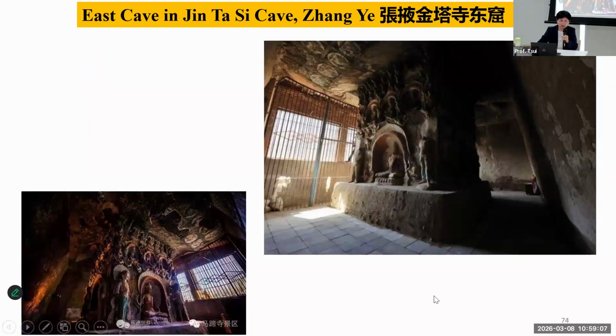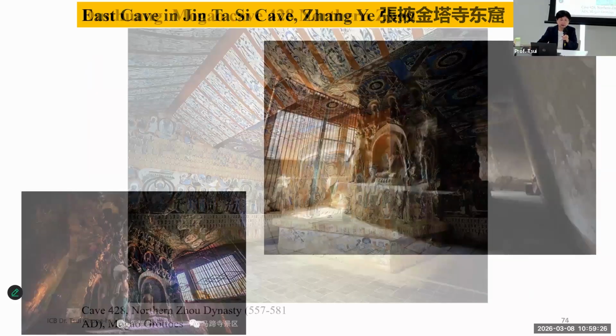So the style of the architecture is similar to the Northern Wei in Dunhuang with the central pillar. However, in Dunhuang, we don't have the earliest central pillar dedicated to Northern Liang. It can be found in Zhangye, Jingta Si.